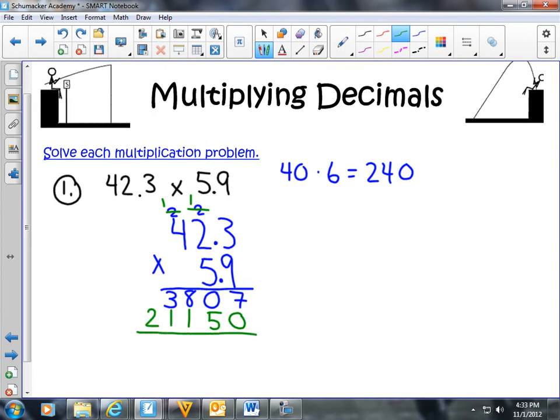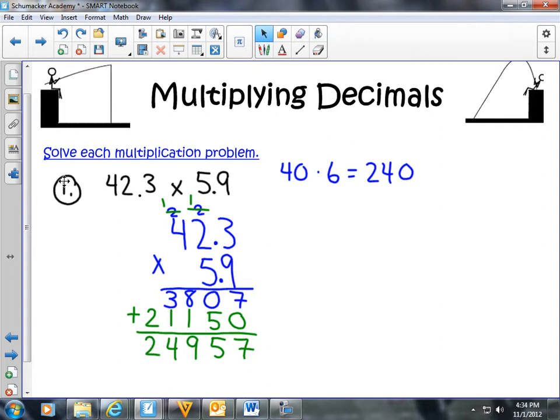Now I'm going to go ahead and add. 7 plus 0 is 7. 5 plus 0 is 5. 8 plus 1 is 9. 3 plus 1 is 4. And then the 2 just comes down. Now here's the last part.